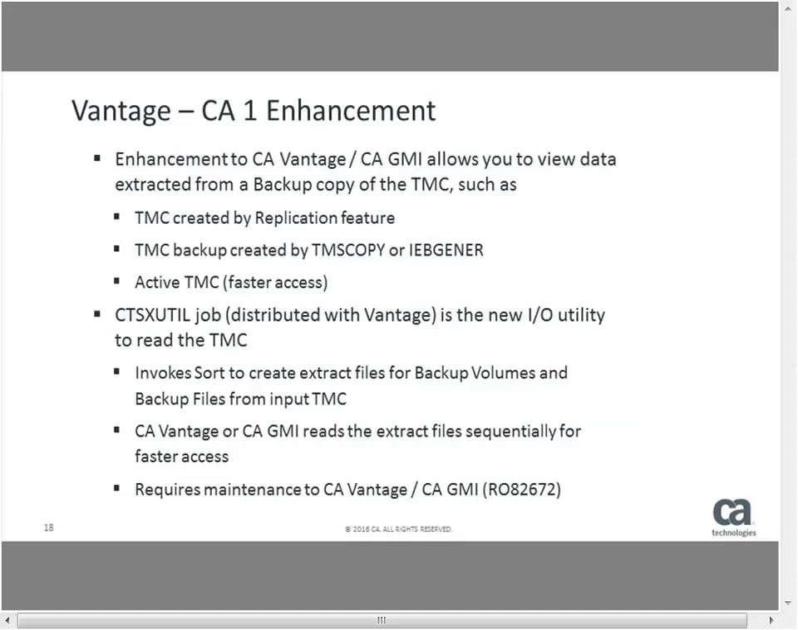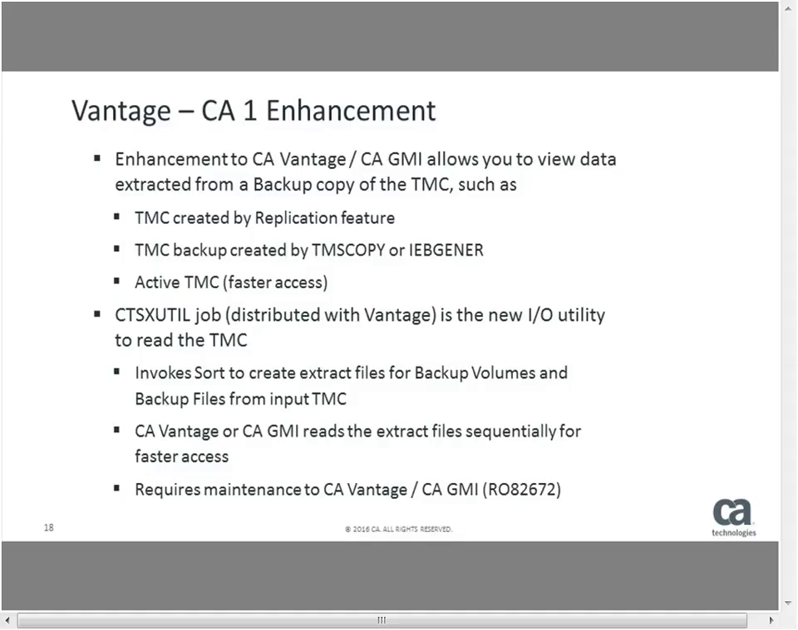And finally, some specific CA1 Vantage enhancements. One of the big ones was to allow you to look at another TMC from Vantage while you're still looking at your active TMC. Now that other TMC could be the copy of a TMC created for replication purposes, or it could even be an older copy of a TMC created by an IDGener or a TMS copy backup.